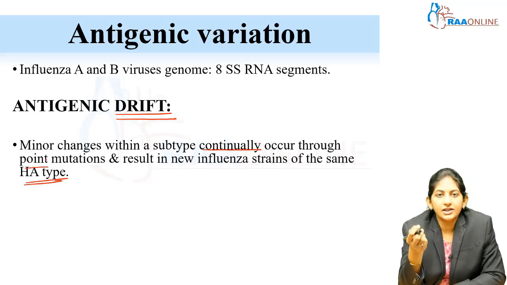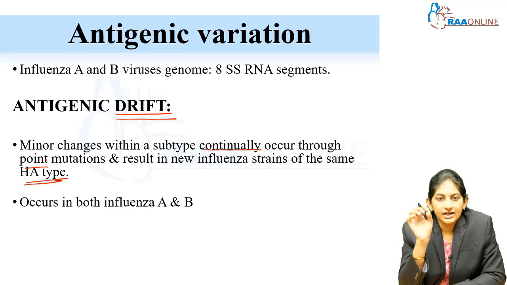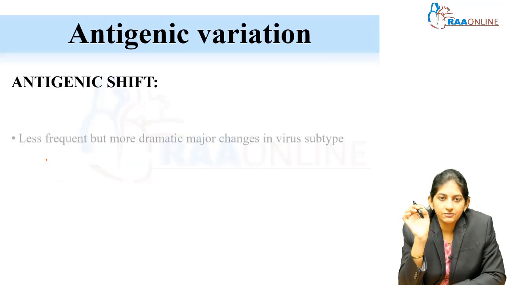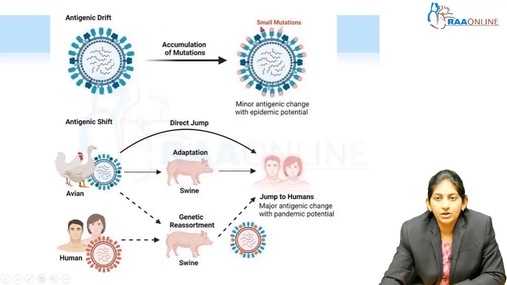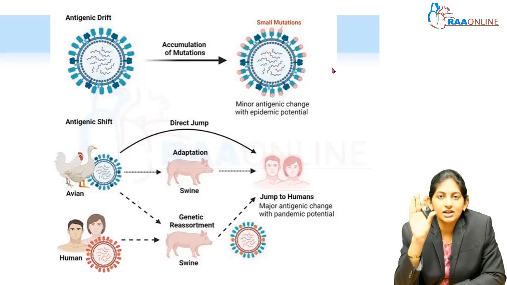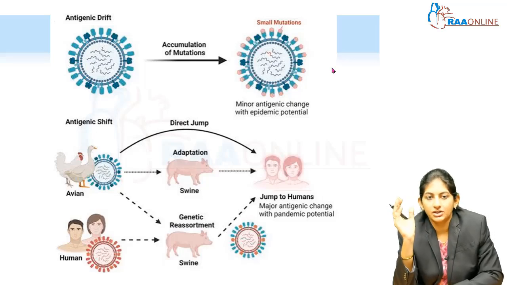So that will result in a new strain of the same hemagglutinin type, okay. So this is antigenic drift. Antigenic shift is different. Antigenic drift, what happens? This is the original strain. Many point mutations are occurring in this. So slowly, in this new strain, there are some changes which are getting added. So minor changes occurring through point mutation in the original strain is called antigenic drift. It will keep accumulating the point mutations.